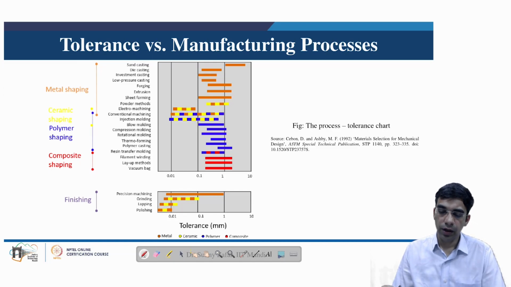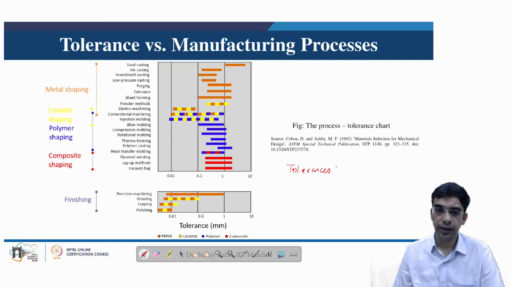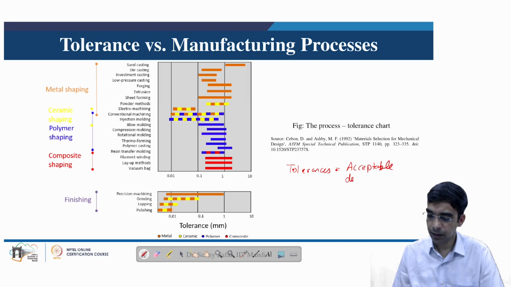Next, we would like to look at how the different manufacturing processes are mapped not only with material but with tolerance. Tolerance here is a very important term with respect to manufacturing processes, which is acceptable deviation in the dimensions of a product or component.